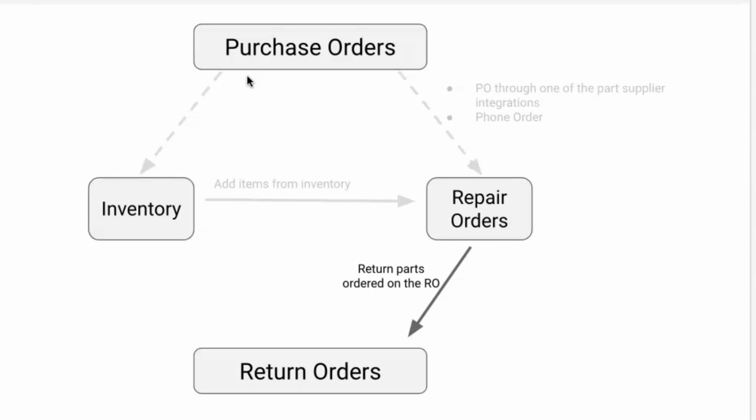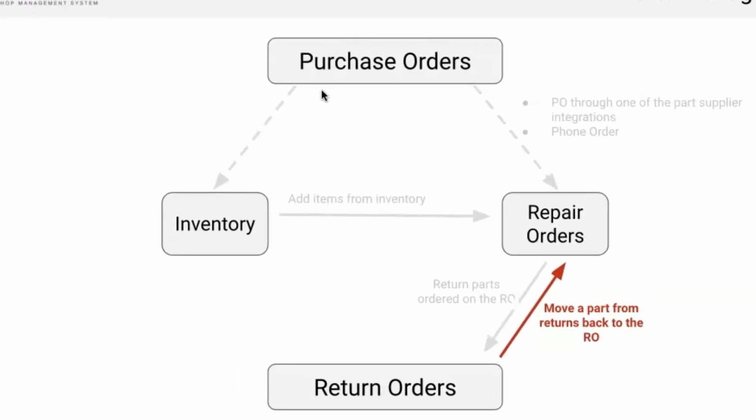However, what about the times that you accidentally return a part, or you mark a part for return but you do realize you are going to end up using it on the RO? So part of this enhancement feature is that we are going to allow you guys to be able to unreturn an item and return it back to the RO. So let's go ahead and navigate to Tekmetric so I can show you guys how you're going to unreturn an item and move it back to the RO.